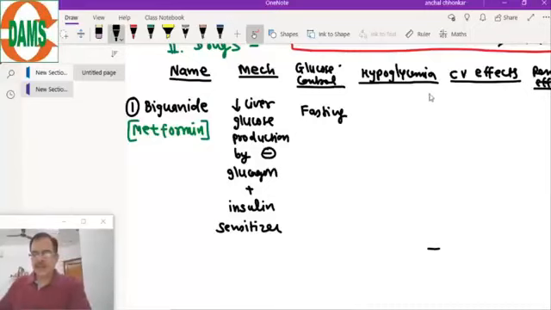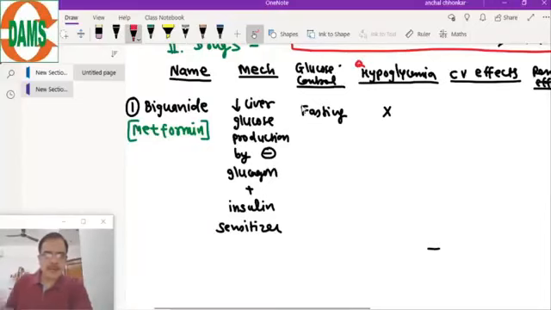Now the chances of hypoglycemia with metformin are not seen. And this is one of the table questions asked in the exam, whether the drug will lead to hypoglycemia or not. Insulin sensitizer means decreasing the insulin resistance.